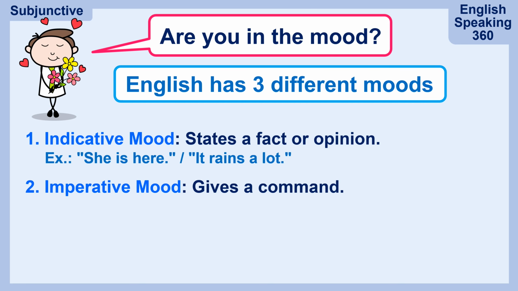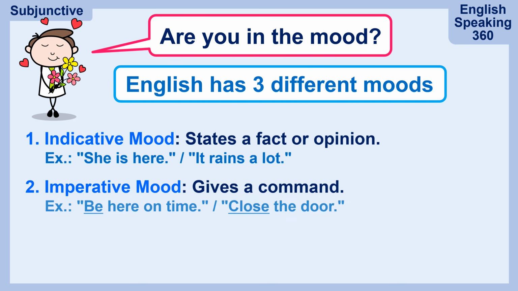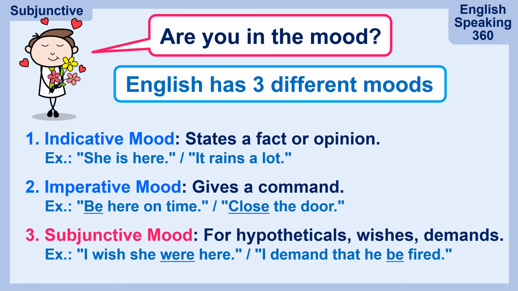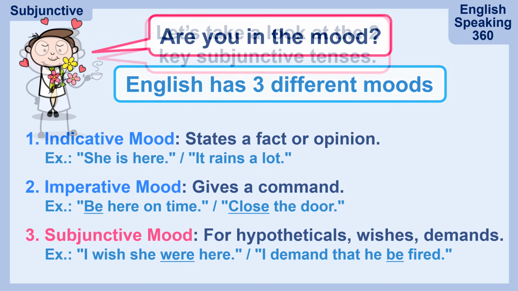The second one is the imperative mood. This one gives a command. Be here on time, close the door, and shut up. That's also a great example. And finally, the third mood is the subjunctive mood, the one that we're going to study today. It is used for hypotheticals or imaginary situations, wishes and demands. For example, I wish she were here, or I demand that he be fired.